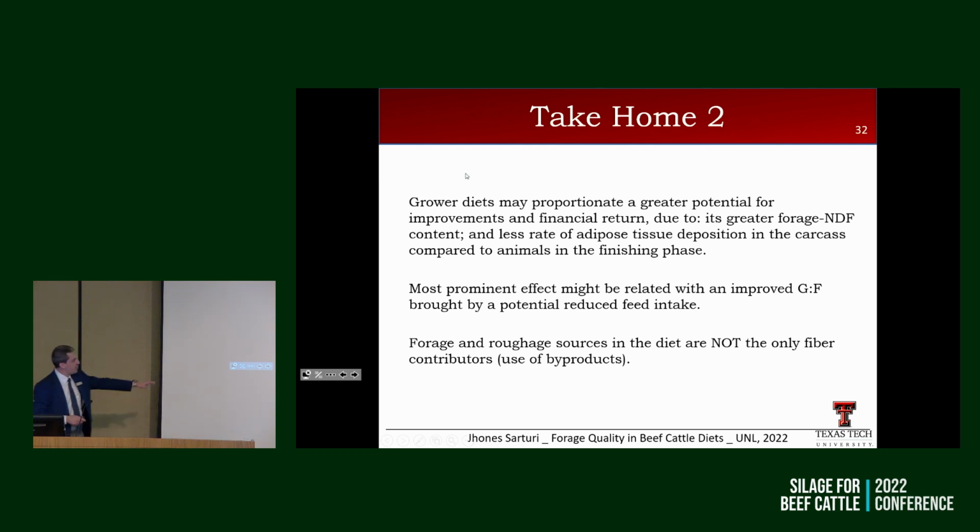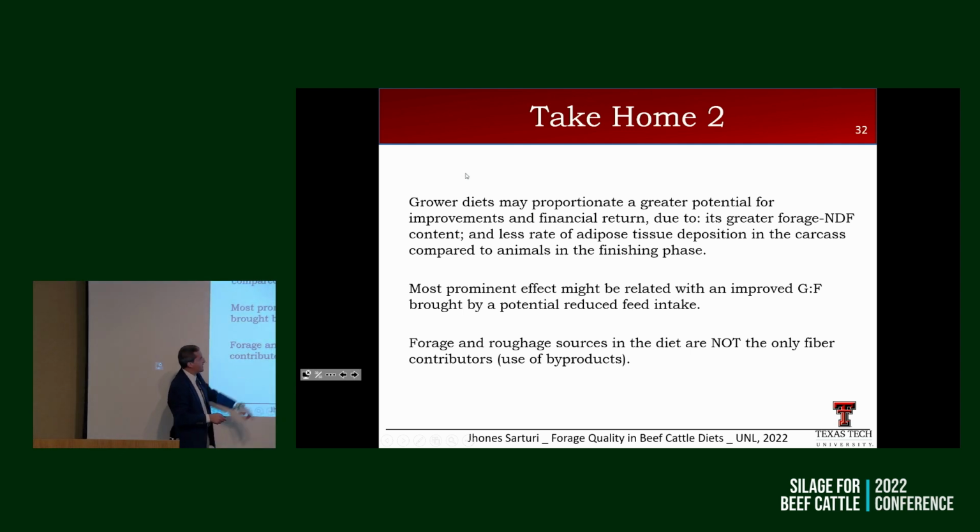And the final point here is forage and roughage sources. We can talk about which definition we want to use, but forage sources in the diet are not the only fiber contributors in the diet. Especially now, we need to open our eyes to modern diets, where we are adding alternative ingredients, which usually have elevated fiber content. Okay, so we cannot close our eyes to those things, especially now with these modern diets, which contain more byproducts or co-products, right?